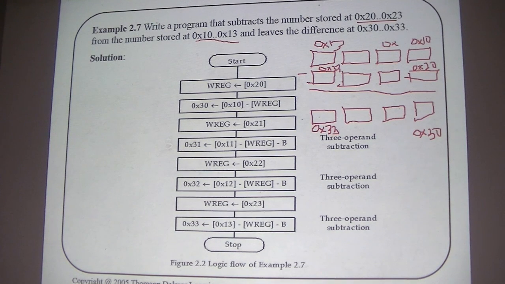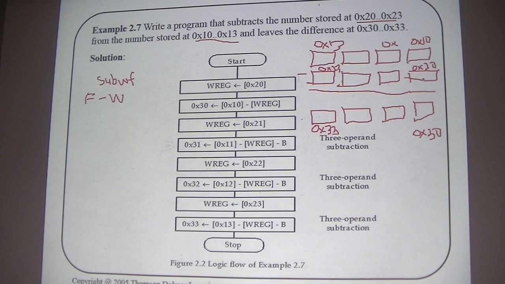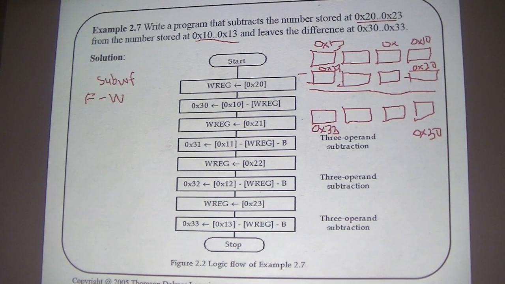So here for the first part, we are definitely going to use F minus W, so it's going to be sub WF, because F minus W. So that means in this case you actually have to load hex 20 into working register. So you have to move F. And then you subtract working register from file register. And then you can store the answer in working register and move the working register to hex 30.